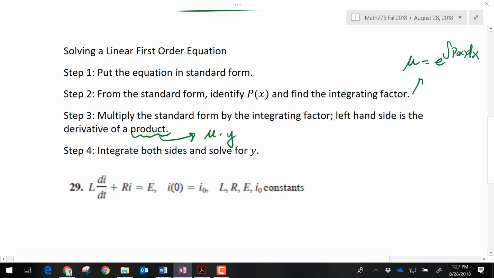All right. Here's an example. This is a fairly straightforward example. There's just a lot of letters here. So just remember which ones are your variables. That's really the only thing you need to focus on. Everything else is going to be constant for us, so we'll treat it like a constant.